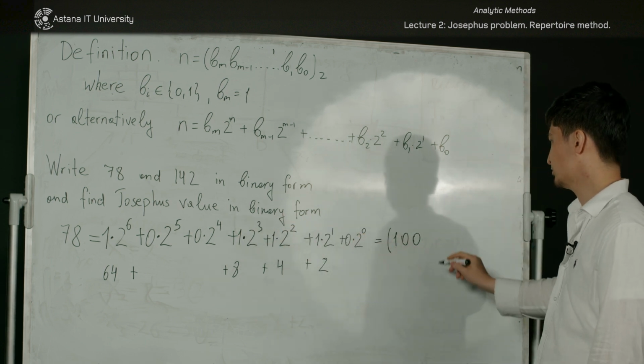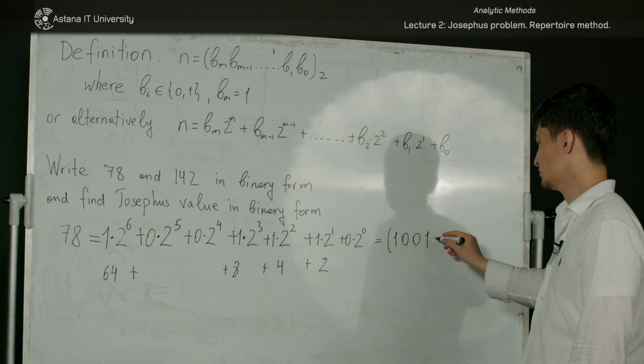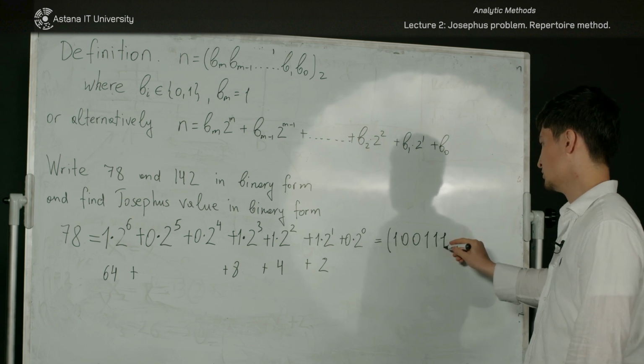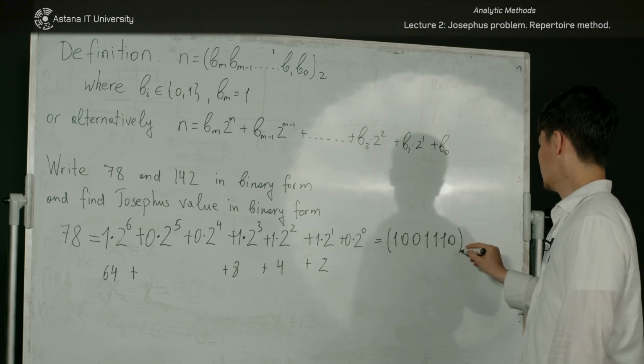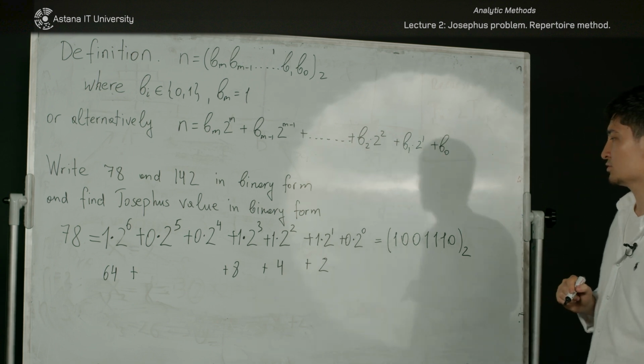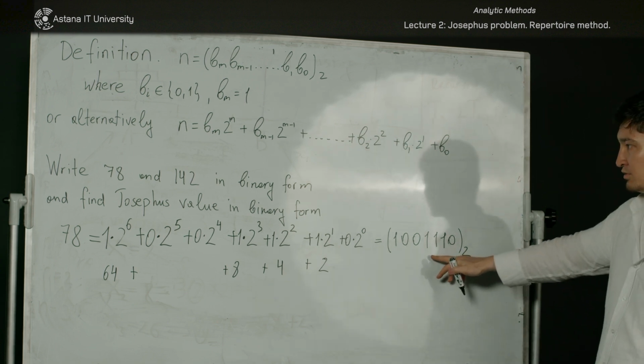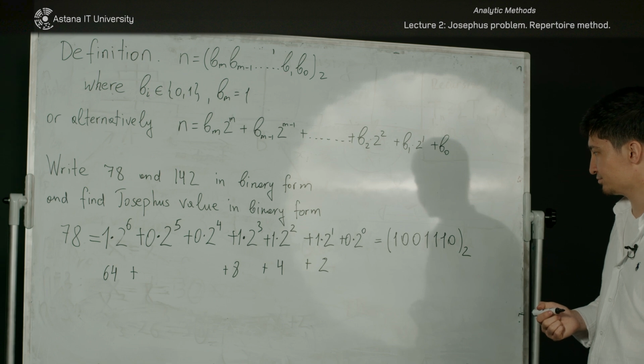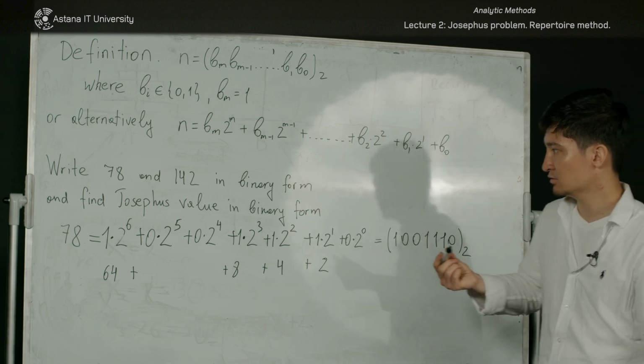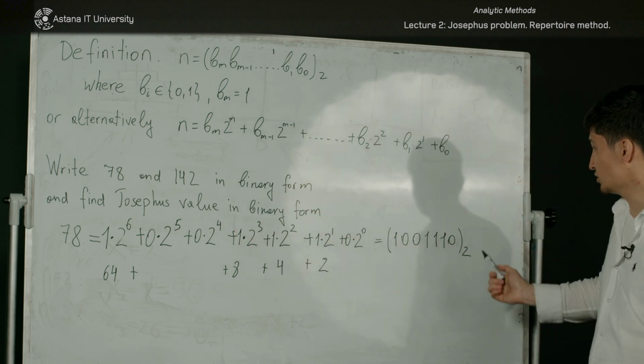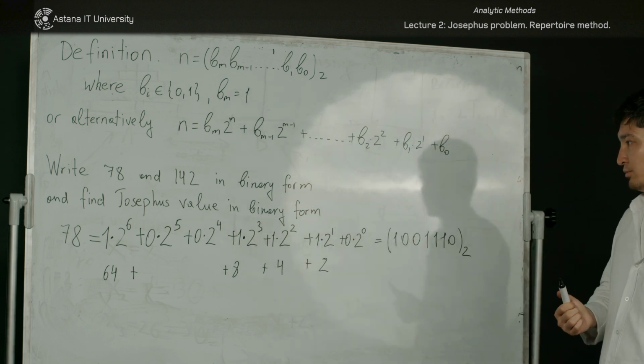1, 0, 0, 1, 1, 1, 0. So this is the binary form of 78. Now let's find Josephus's value of this binary number.